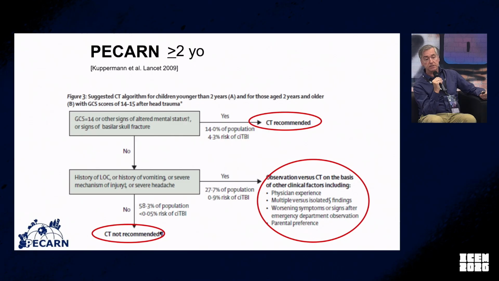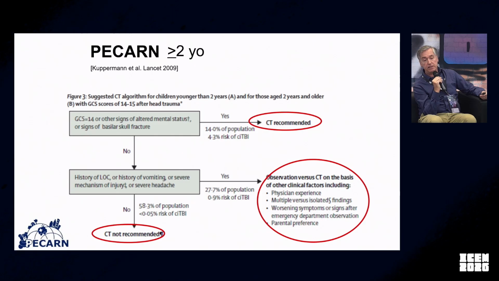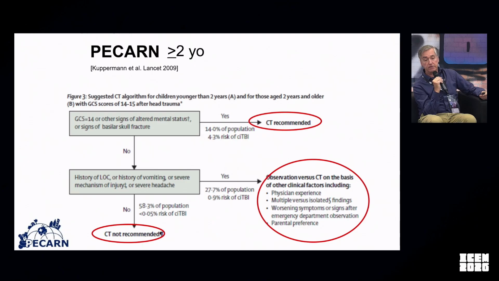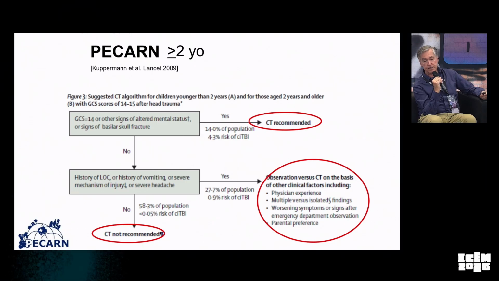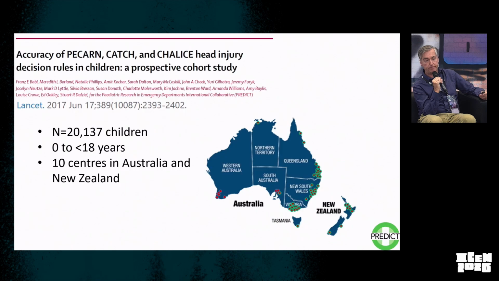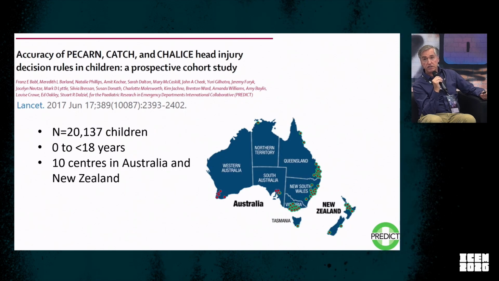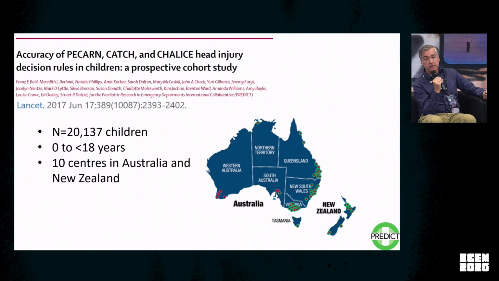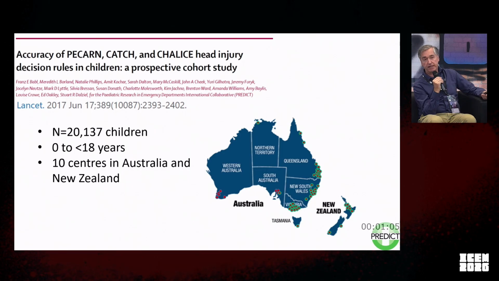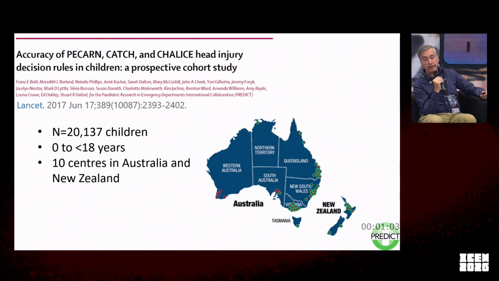The low-risk patients did not require a CT scan, and the medium-risk patients should either be observed or should have a CT based on some other clinical factors, including multiple versus isolated findings, worsening symptoms, etc. Now, the question was still, and this is kind of similar to the SONIC study I presented before, how do these rules compare? Because in our setting, we were not fixed on a US rule or the Canadian rule or the British rule. So we compared this in 20,000 children in Australia and New Zealand.